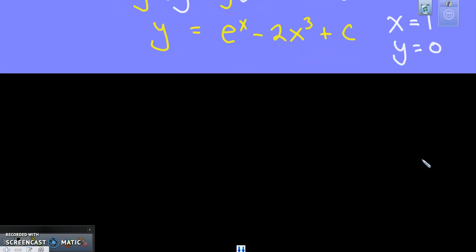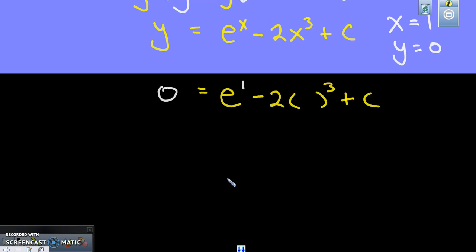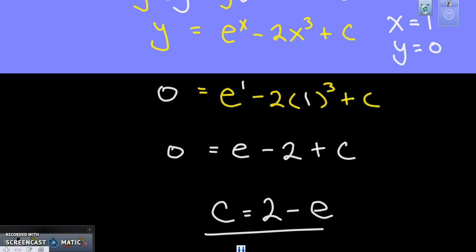So we have 0 is equal to e to the 1 minus 2 times 1 cubed plus c. Okay, so then go ahead and do that work, and you get c equals 2 minus e.